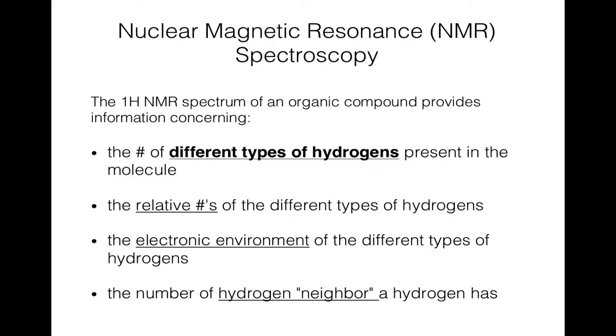From the proton NMR analysis of an organic compound, a few pieces of information can be obtained about the molecule: the number of types of hydrogen, and also the environment surrounding the hydrogens, the relative number of the hydrogens, and the number of neighboring hydrogens.